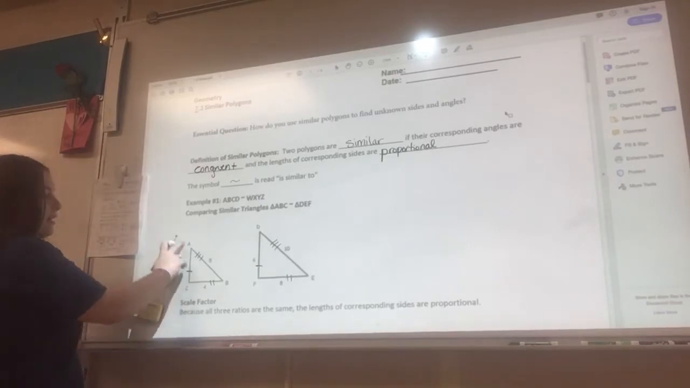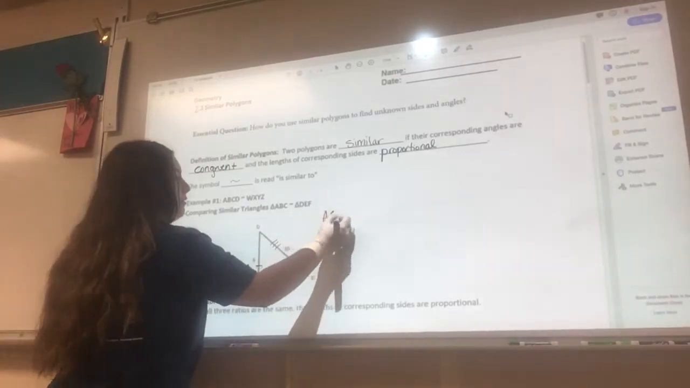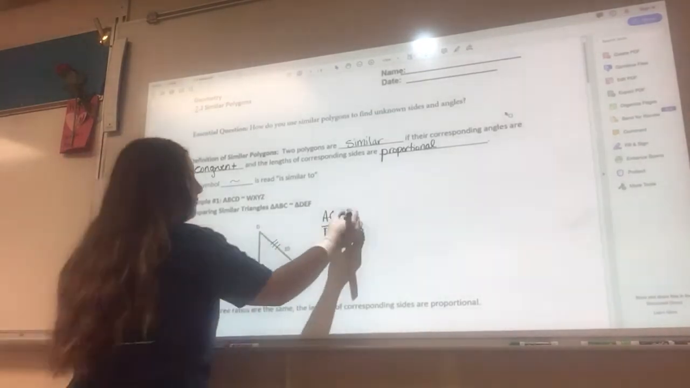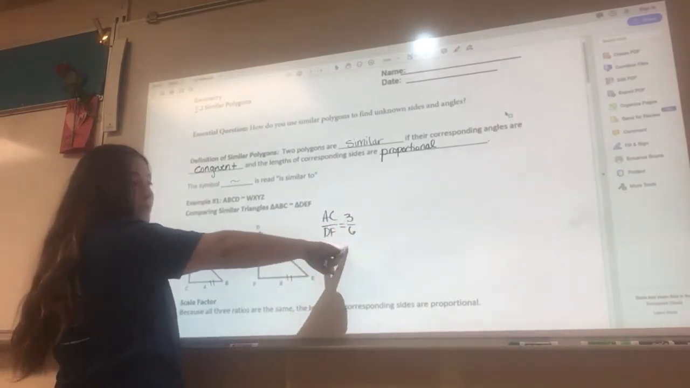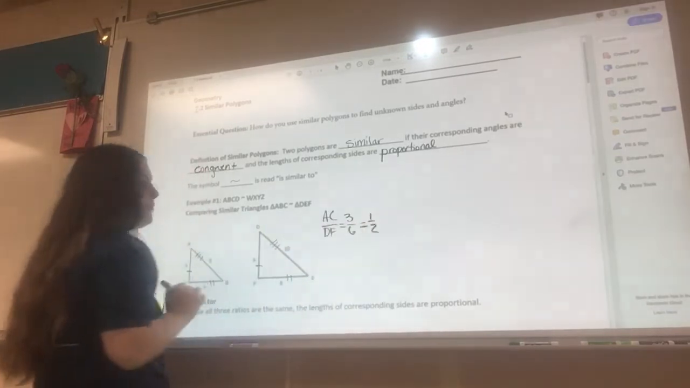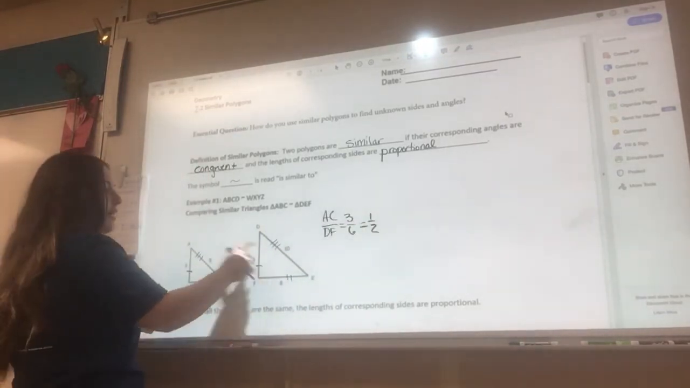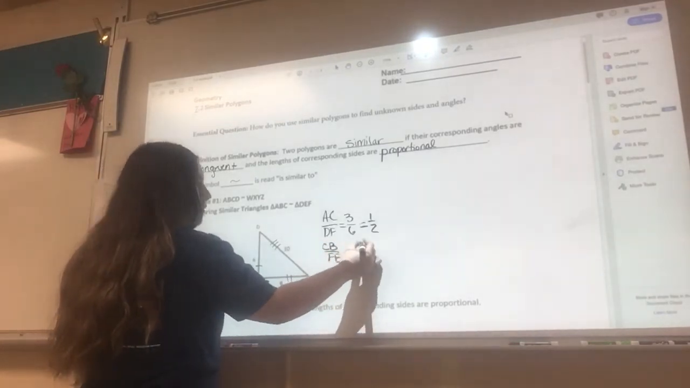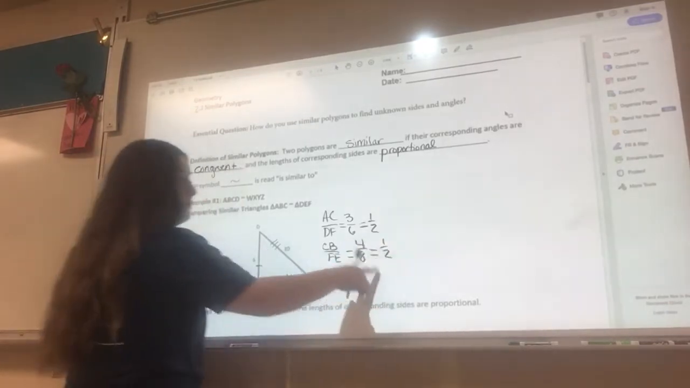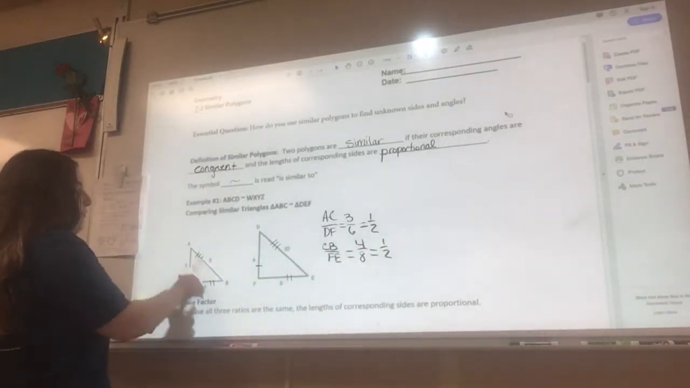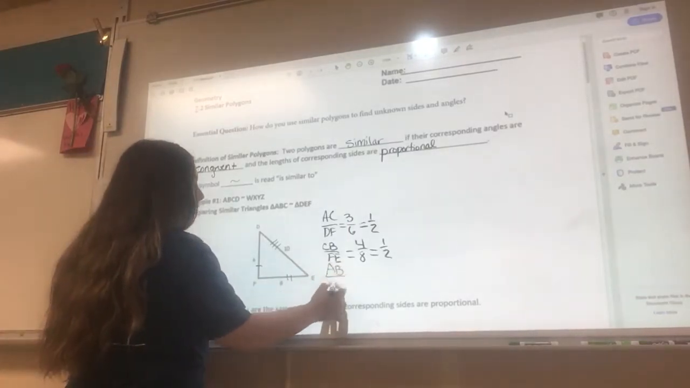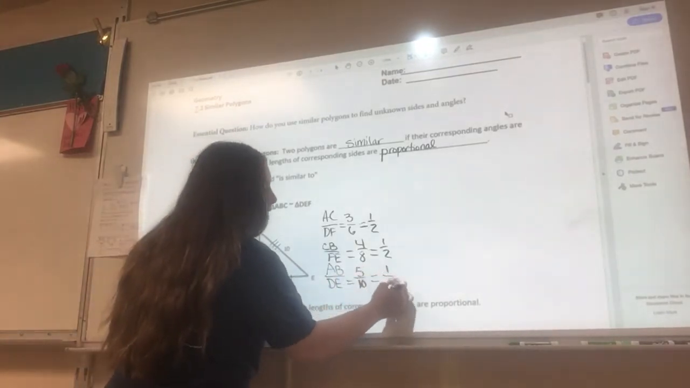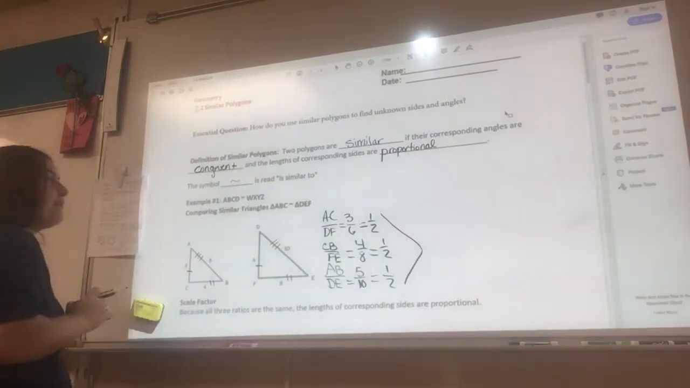What we can see here is I'm going to look at AC over DF, and I'm going to see that 3/6. We can simplify 3/6, which is our ratio, to be 1/2. I now need to do this for the other sides. So we're going to go CB over FE, which is 4/8, the same thing as 1/2. So starting to look pretty similar. We have AB over DE, and we see that it is 5/10, or the same thing as 1/2. Hey, they're all the same number.